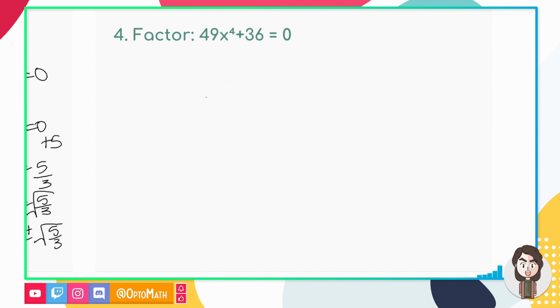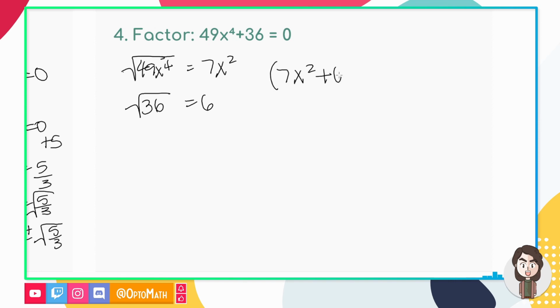Number 4, we have another sum of squares, because 49 is a perfect square, so is 36, and so is x to the 4th. Just because it's not x squared doesn't mean it won't work, as long as it's a perfect square. And sometimes you even have variables for your second piece too. So the square root of 49x to the 4th is equal to 7x squared. And the square root of 36 is 6. Again, we're just taking the positive of these. So to factor, we only want to factor this one, it is 7x squared plus 6i times 7x squared minus 6i equals 0.